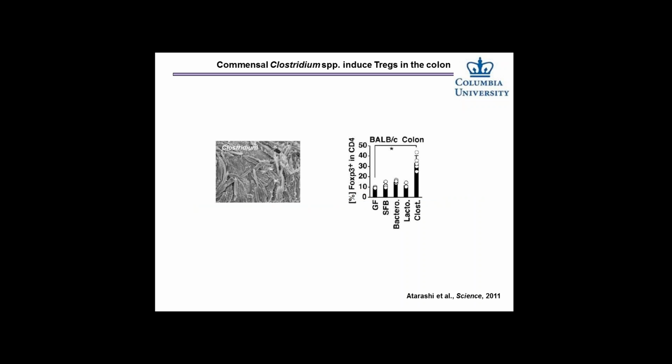Similarly, a few years later, the group of Kenya Honda showed that regulatory T cells in the gut are controlled by a different member of the commensal microbiota. In this case, they identified certain species of Clostridia, different from SFB, that, as shown here, can promote the expansion of regulatory T cells in the colon.